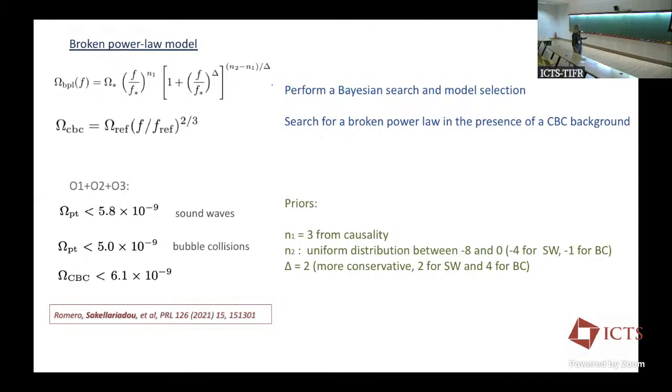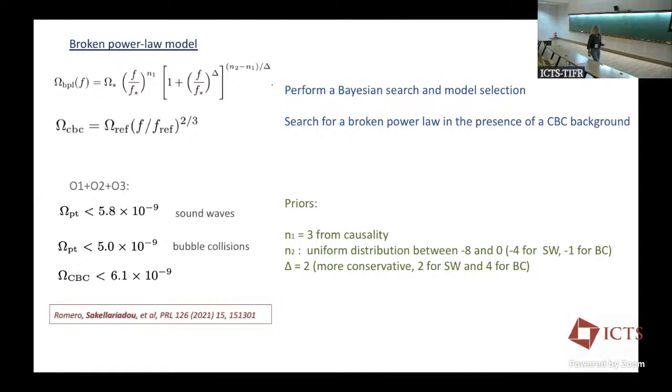And we perform a Bayesian search. I told you yesterday about inference statistics, the frequentist and the Bayesian. So we search for a broken power law in the presence of a CBC background. Of course, as we said yesterday, when you do Bayesian statistics, you have the priors, and you have to see how your results depend on the priors. For the priors, we took n1 equal to 3 for causality. For n2, we use a uniform distribution between -8 and 0.